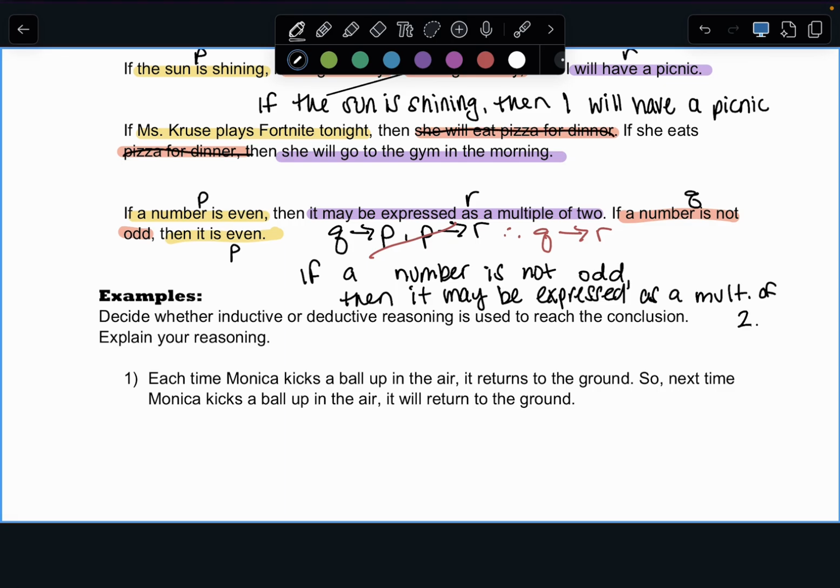So, Janaya, what do we conclude? If Miss Cruz plays Fortnite, then she'll go to the gym in the morning. Perfect. That is not a true statement. So if Miss Cruz plays Fortnite tonight, then she will go to the gym.